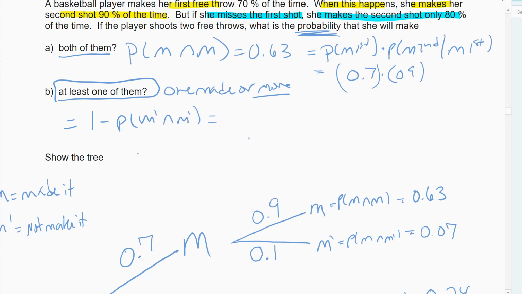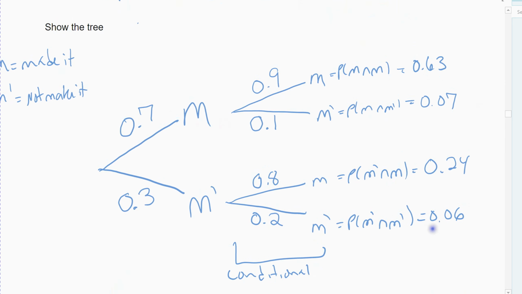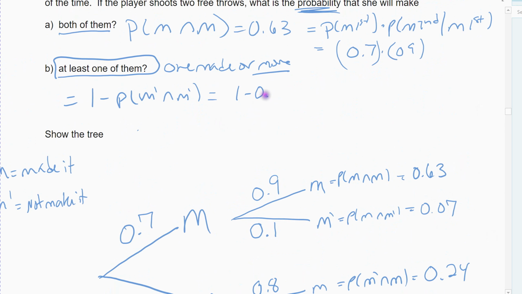Which is, again, probably the quicker way to go, because it would be 1 minus the probability she missed them both, which was 0.06. And then we find that that's 0.94. Alright, so there is a 94% chance that when she goes up to shoot her free throws, based on her stats, she makes at least one of them. Alright, and that's using the complement.